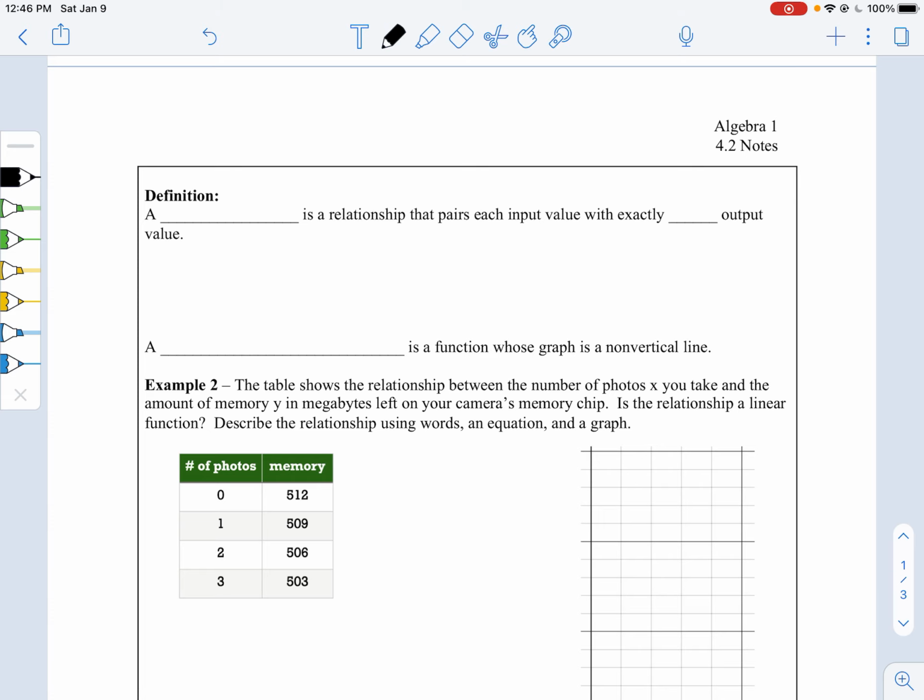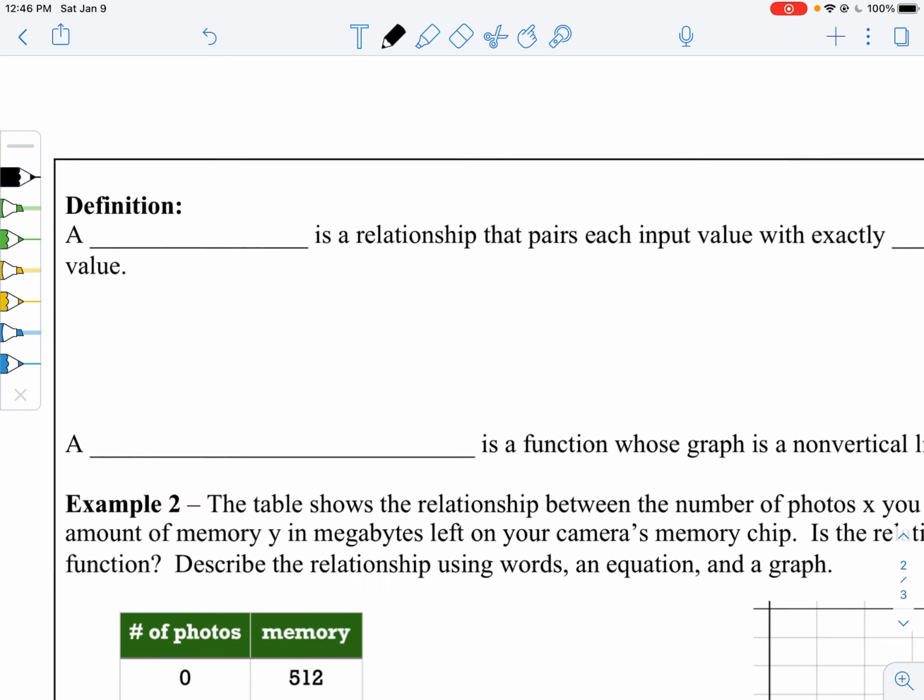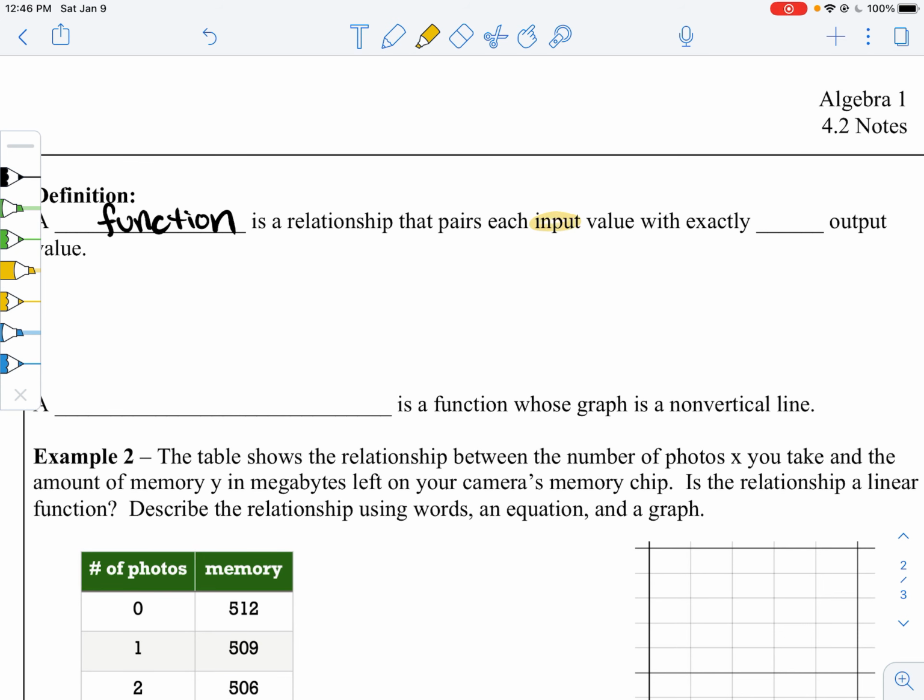Now, let's get some new definitions in there. Let's talk about functions. A function is a relationship that pairs each input value with exactly one output value. That means for every x you put into a function, you'll get just one y out of it. When you hear relationship, when you hear function, just think rule. What's the rule? What's the pattern? I like rule. Rule is my favorite.